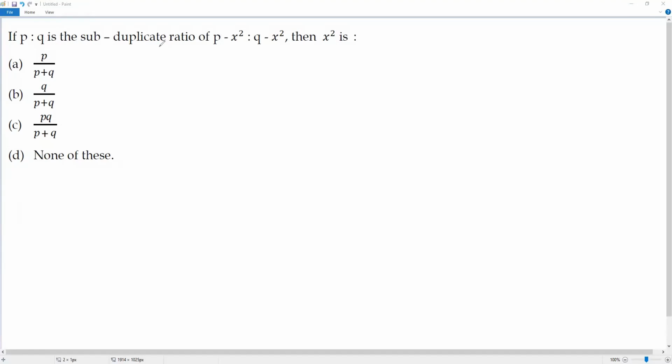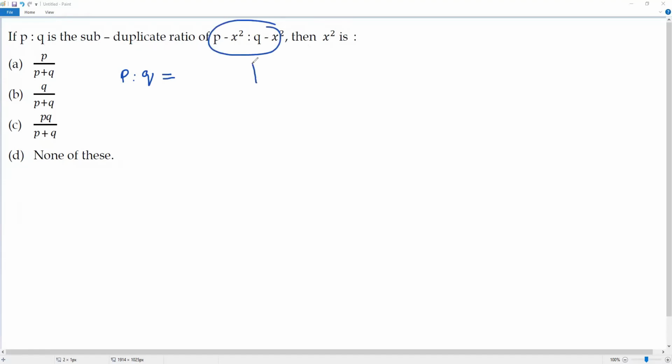If P to Q is the subduplicate ratio of P − x² to Q − x², then x² is. Using the given information, we have to find the expression that is equal to x². Let me consider the ratio over here, that is P to Q. For the word "is," we can write an equal sign.